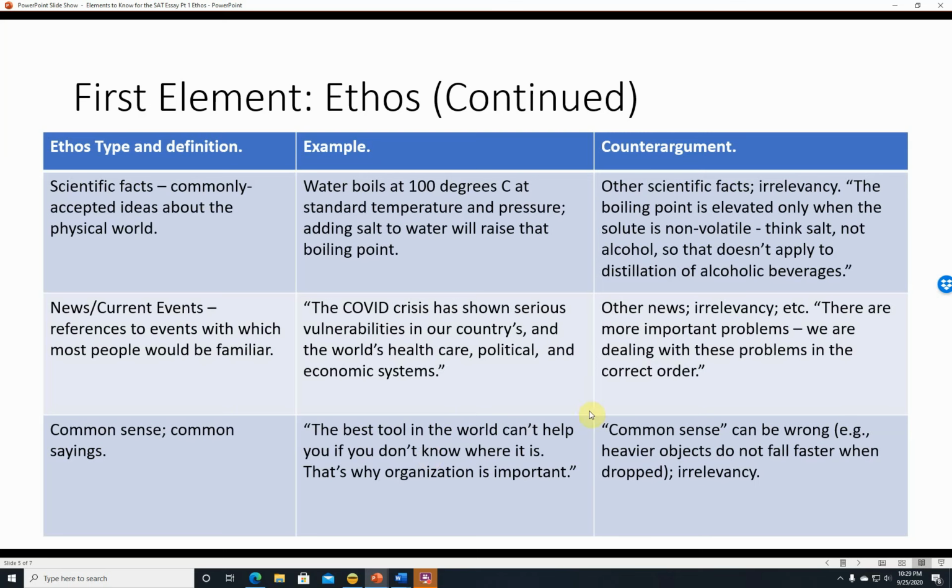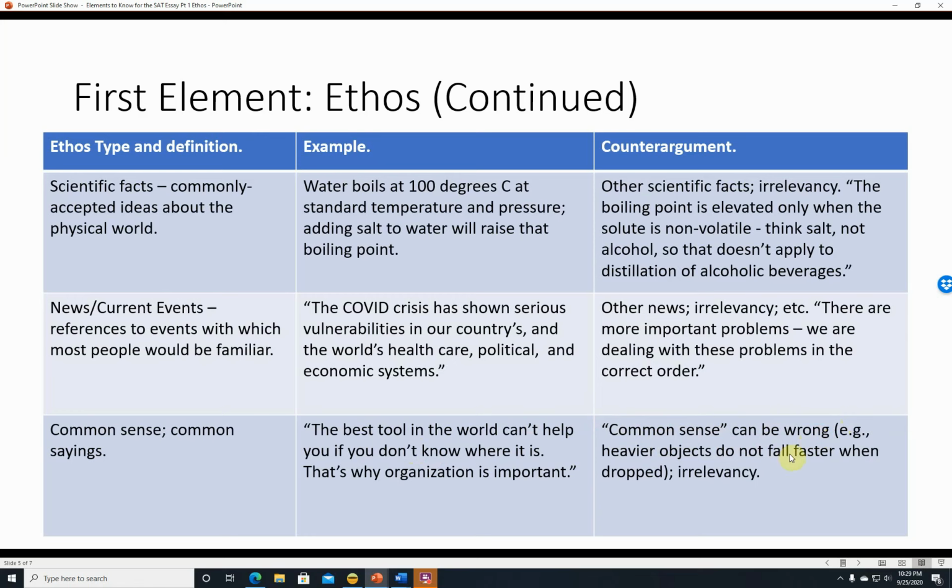You can argue against it with common sense can be wrong. That is, let's say someone says, well, everybody knows that heavier objects fall faster when you drop them. That's why it hurts more when somebody drops something or throws something hard at you. It's like, not really. Everything falls at the same speed. It's just, things that weigh more hurt more because there's more kinetic energy behind it if it's dropped.